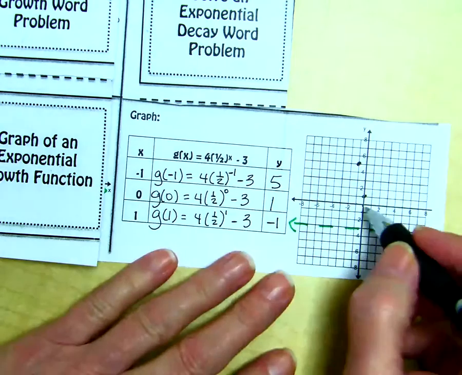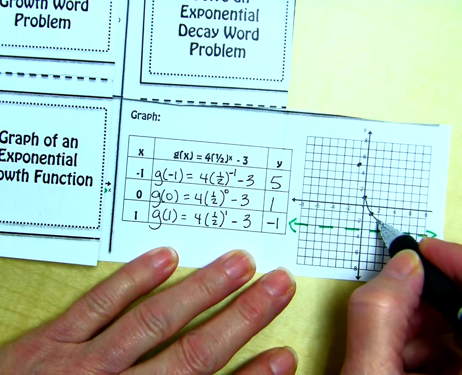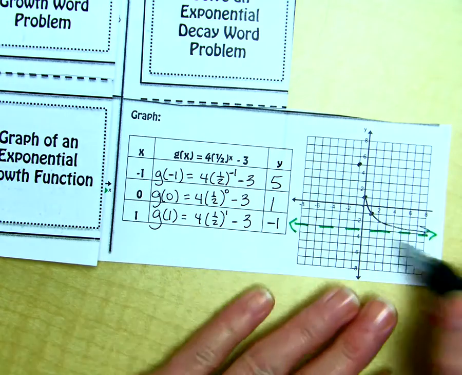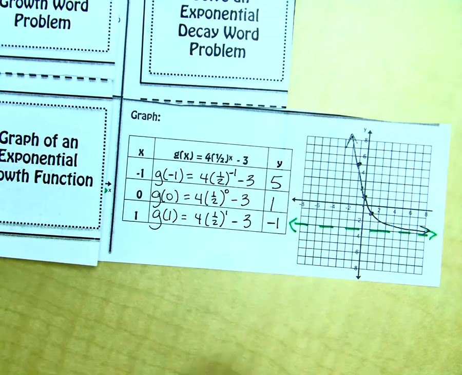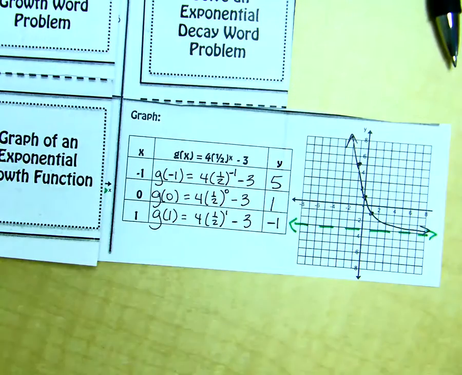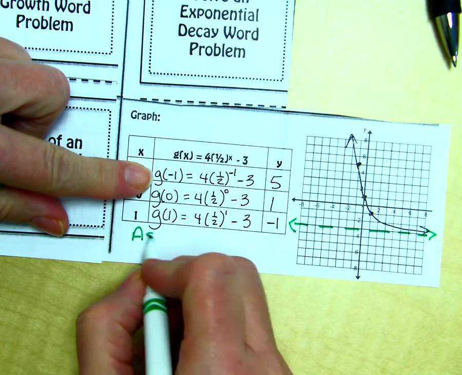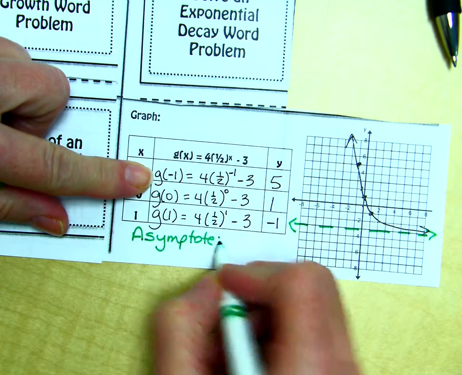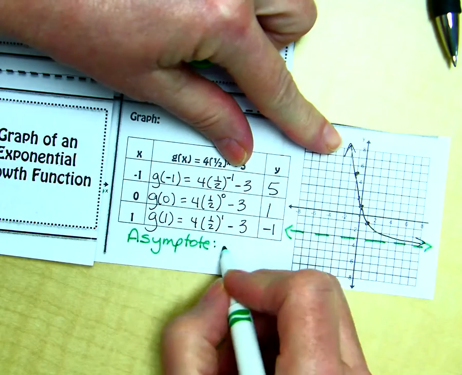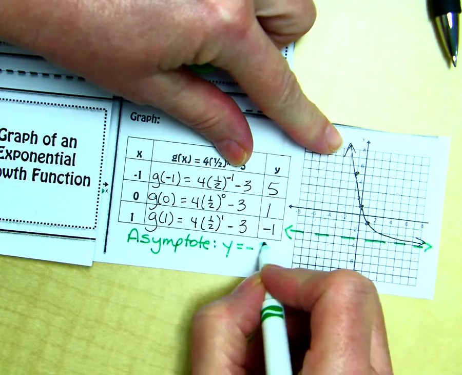So now we can go ahead and know that our decaying function is going to approach negative 3 as it moves out to the right and goes off to infinity as it approaches to the left. So our asymptote, we'll go ahead and write that in, is this line here, y equals negative 3.